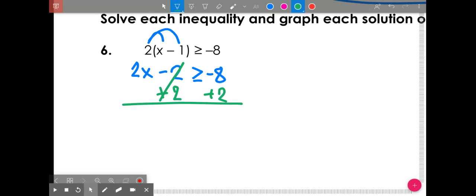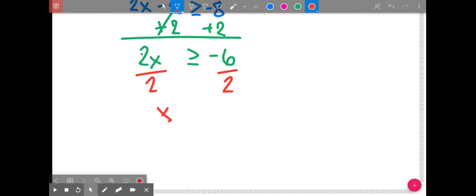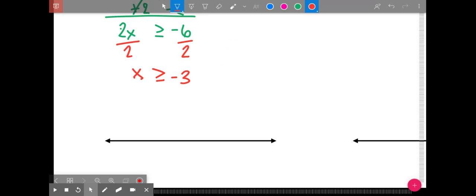These cancel. So I have 2x is greater than or equal to -6. Now I'm dividing by 2. And I get x is greater than or equal to -3. So looking at my symbol, I can tell that I need a solid dot.